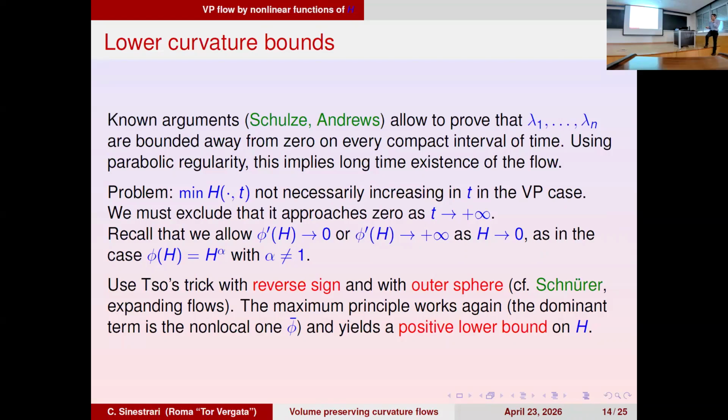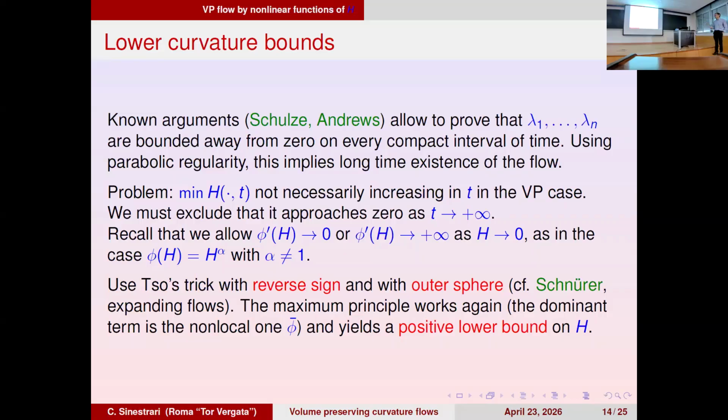And the interesting fact is that the dominant term when we do the maximum principle argument is the one with the volume preserving term, which in the other part of the argument is just a term which is neglected. But in this case, it's the dominant term, and this shows that the argument could not be applied in the non-volume preserving case, in the standard flow. So it's another nice feature of the volume preserving case.